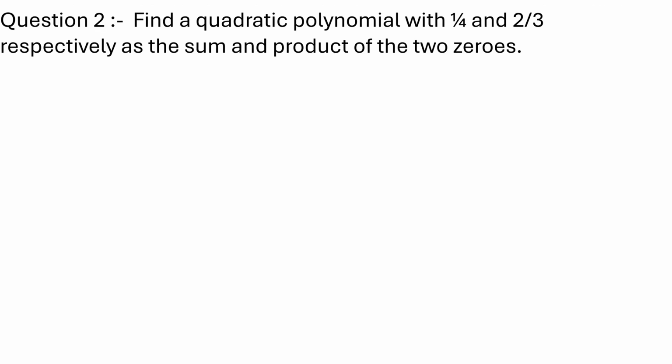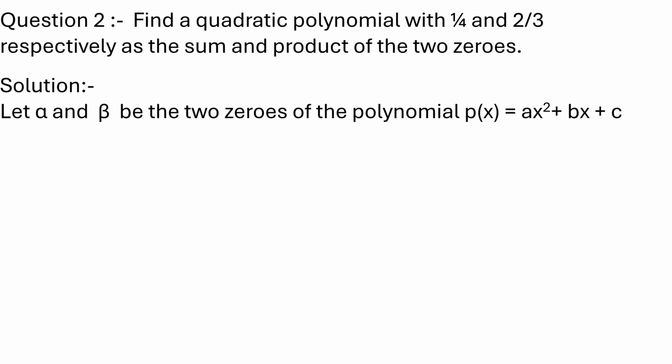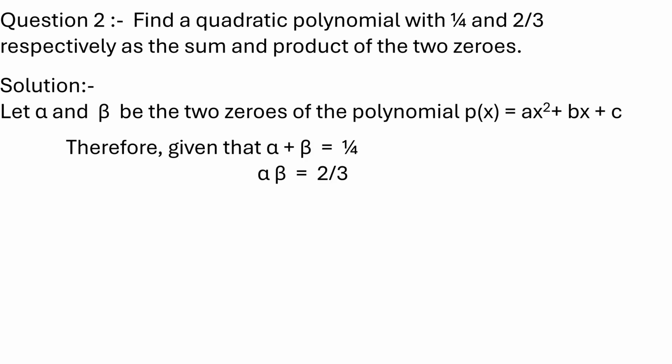Let's see question number 2. Find a quadratic polynomial with 1 upon 4 and 2 upon 3 respectively as the sum and product of the zeros. Now here you have to find the quadratic polynomial. Till date you were doing questions where the equation was given and you had to find the zeros. Now here, let alpha and beta be the two zeros of the polynomial. Let's assume it. An equation we all know, that is ax squared plus bx plus c. So therefore alpha plus beta is 1 upon 4 and alpha beta is 2 upon 3, which is given.